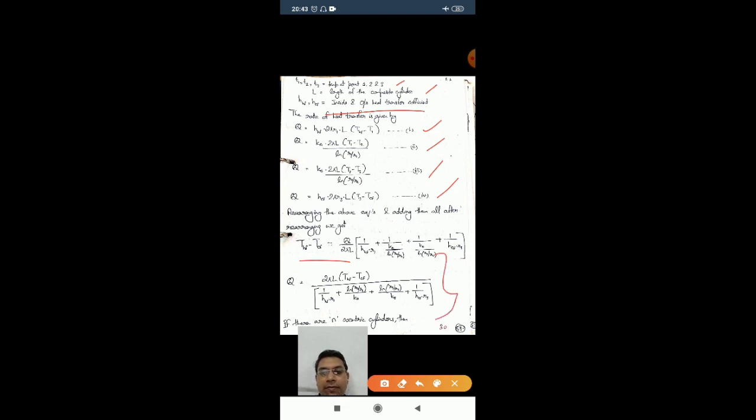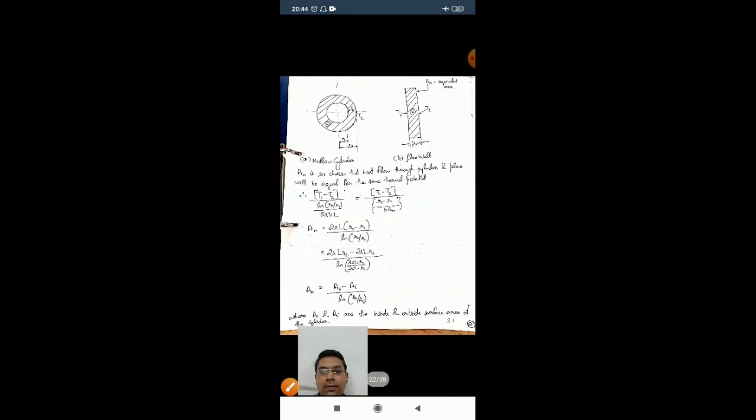Now if we assume n concentric cylinders, then the general equation can be written as, so this one is the general equation. Now log mean area for hollow cylinder, this I have explained to you earlier also. Same derivation, so no need to explain it again.